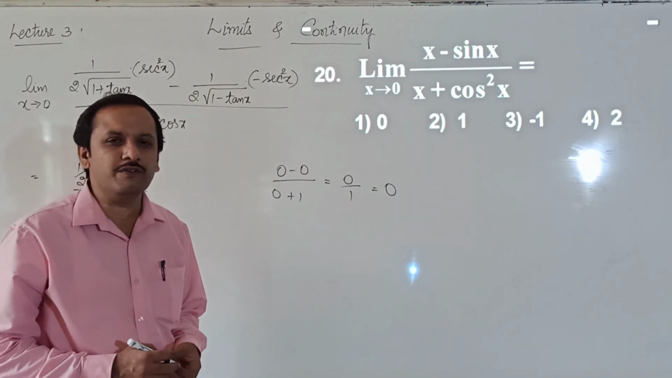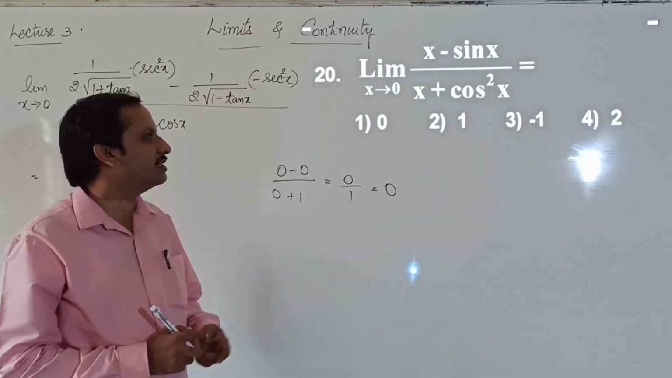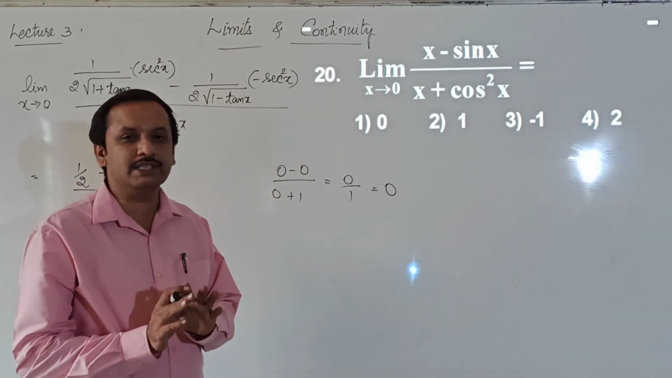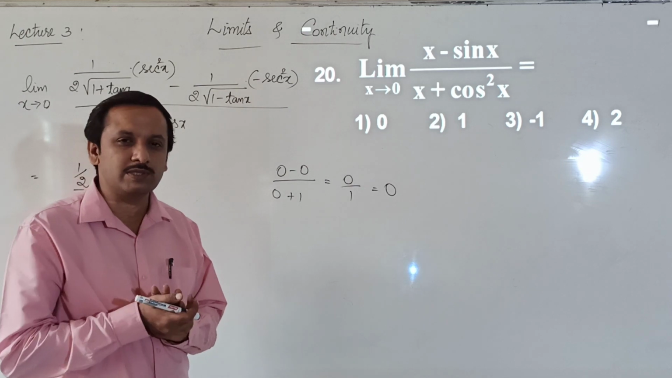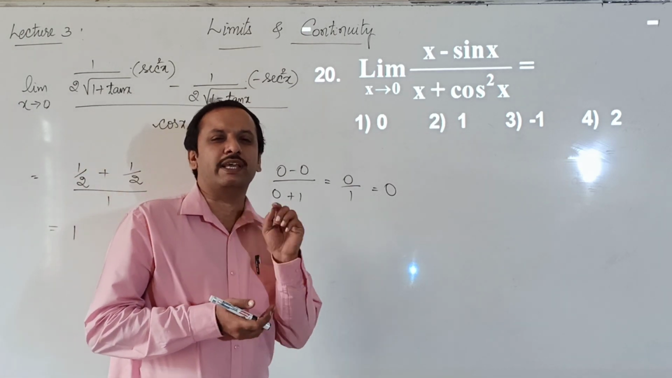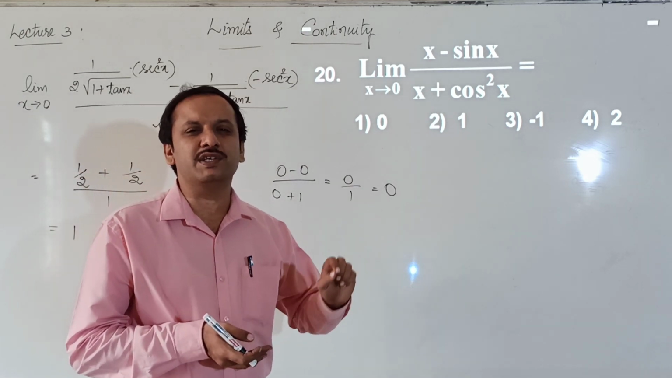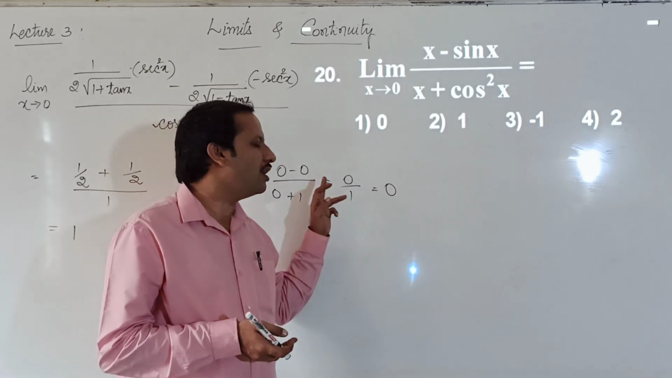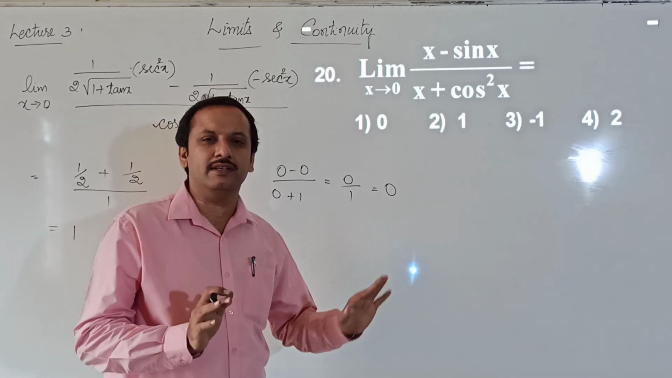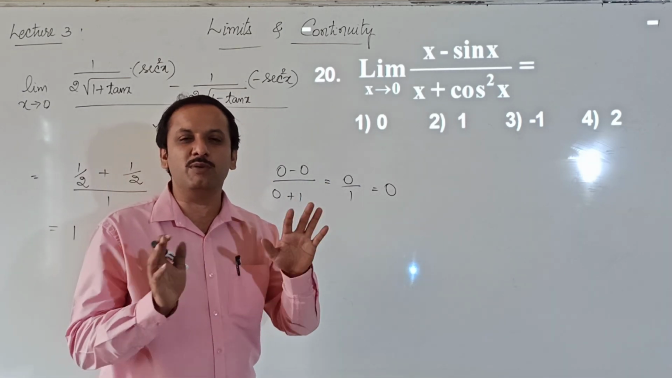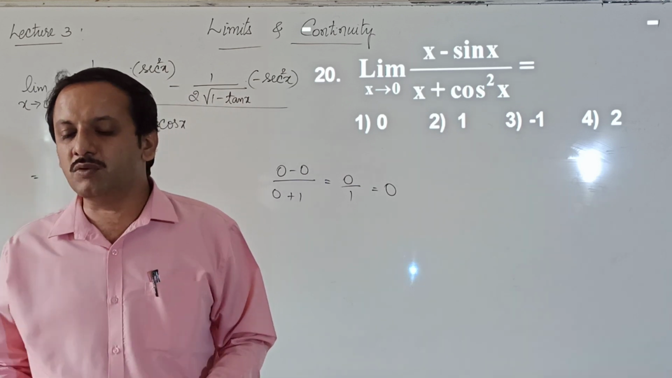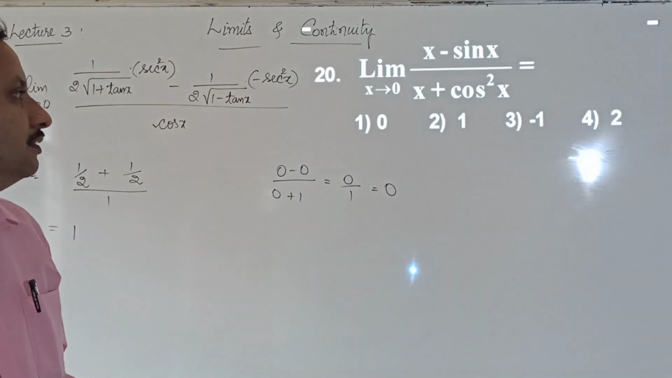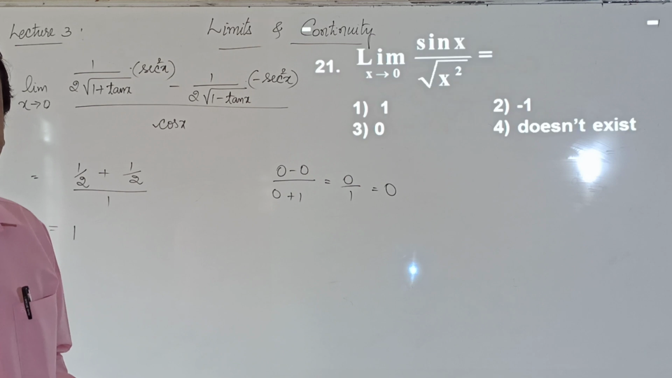See, we are so fond of using L-Hospital's rule. Some students use L-Hospital's rule for this also. It's not necessary. You should not use L-Hospital's rule because L-Hospital's rule can be used only when you have 0 by 0 or infinity by infinity. Here you have 0 by 1. This is well defined. 1 by 0 is not defined, but 0 by 1 is well defined, which is equal to 0. First option, that's the answer.